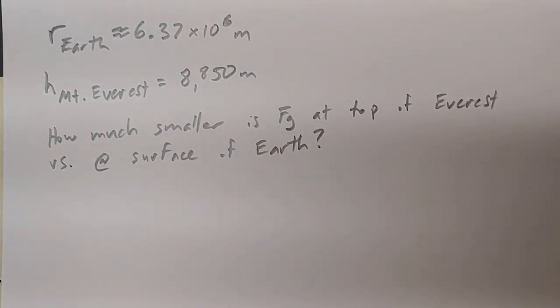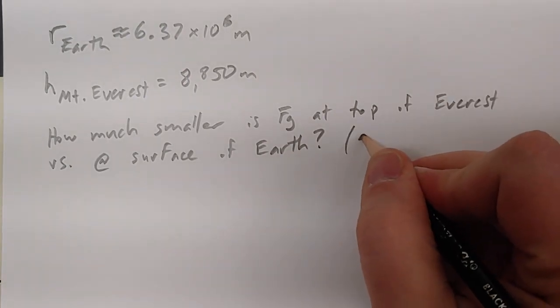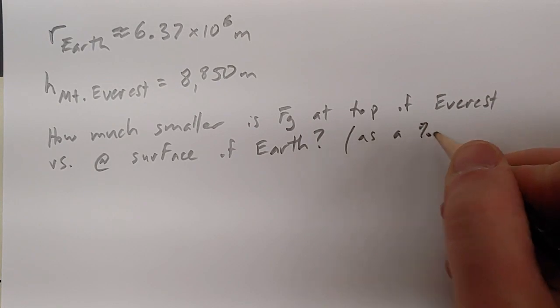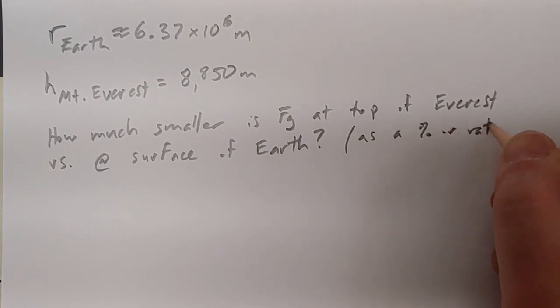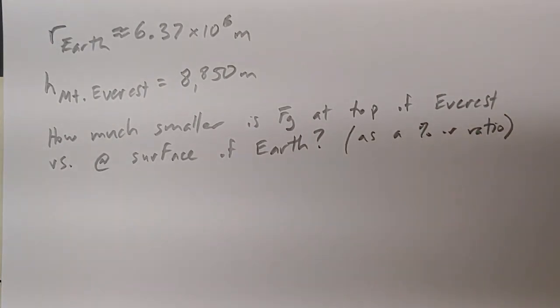We don't have actual numbers here, of course. You don't know the mass of the other object. I haven't told you the mass of the Earth yet. I haven't even told you what big G is. And so you're going to solve this either as a percent or as a ratio. So what I'd like you to do is go ahead and pause the video for a few minutes and try to solve this problem and see what you come up with.